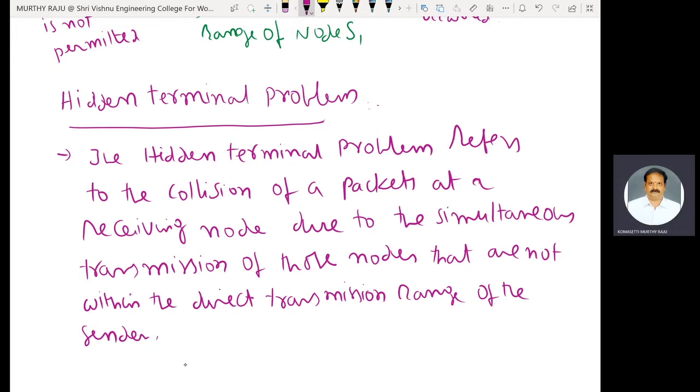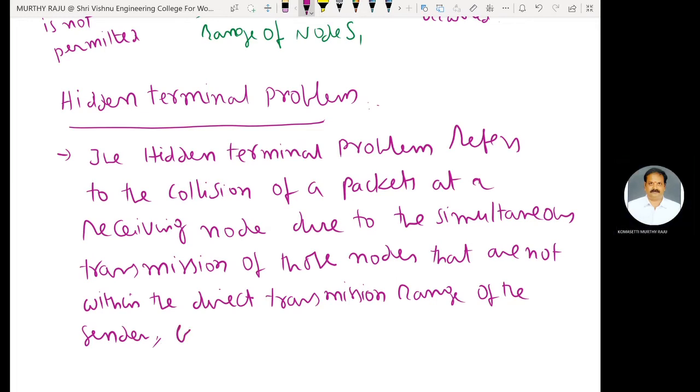Because S1 and S2, the two nodes, S2 is not within the transmission range of S1, and S1 is not within the transmission range of S2. They don't know each other. S1 and S2 simultaneously want to send information to R1. Therefore, collision takes place at R1. That is called the hidden terminal problem. But S1 and S2 are within the transmission range of R1, so R1 knows the presence of S1 and S2.